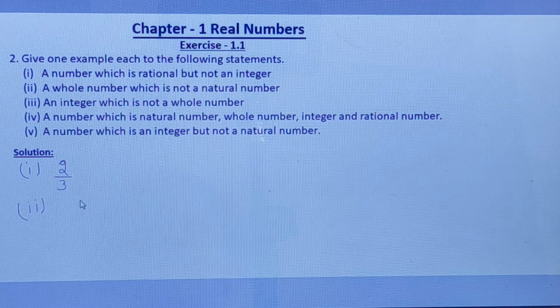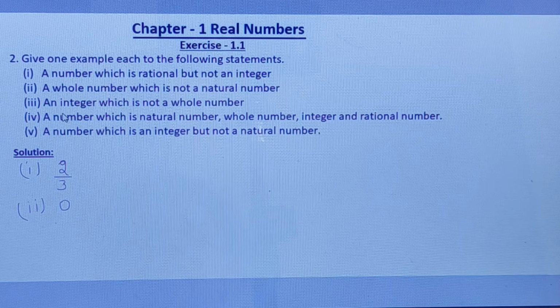Second one is a whole number which is not a natural number. So you know that 0 is a whole number, but it is not a natural number. So 0 is the answer to this.